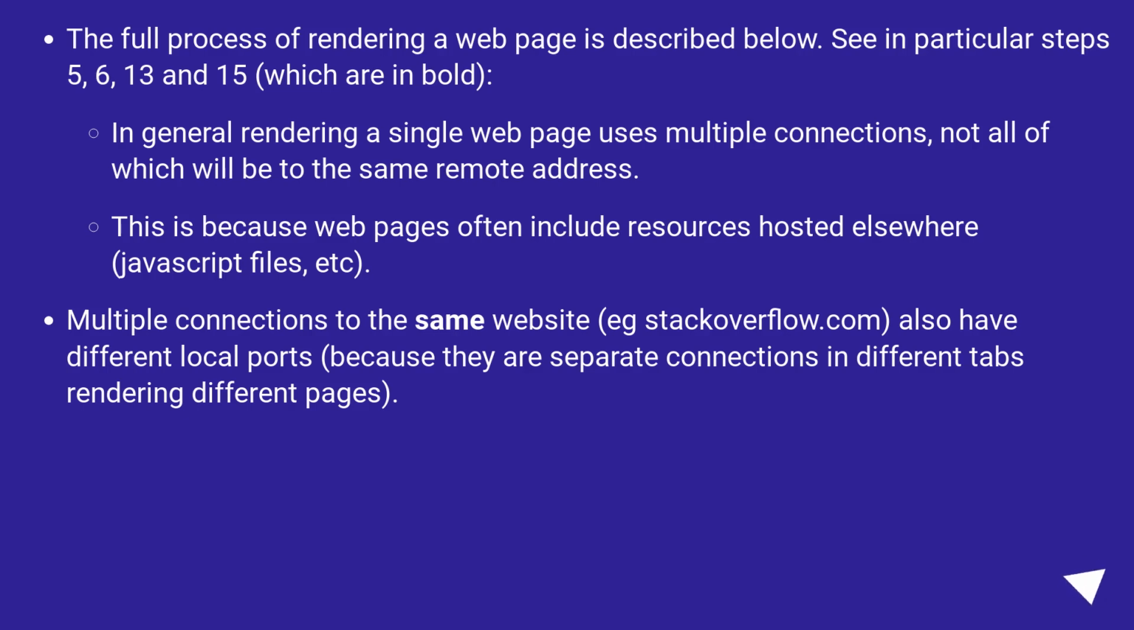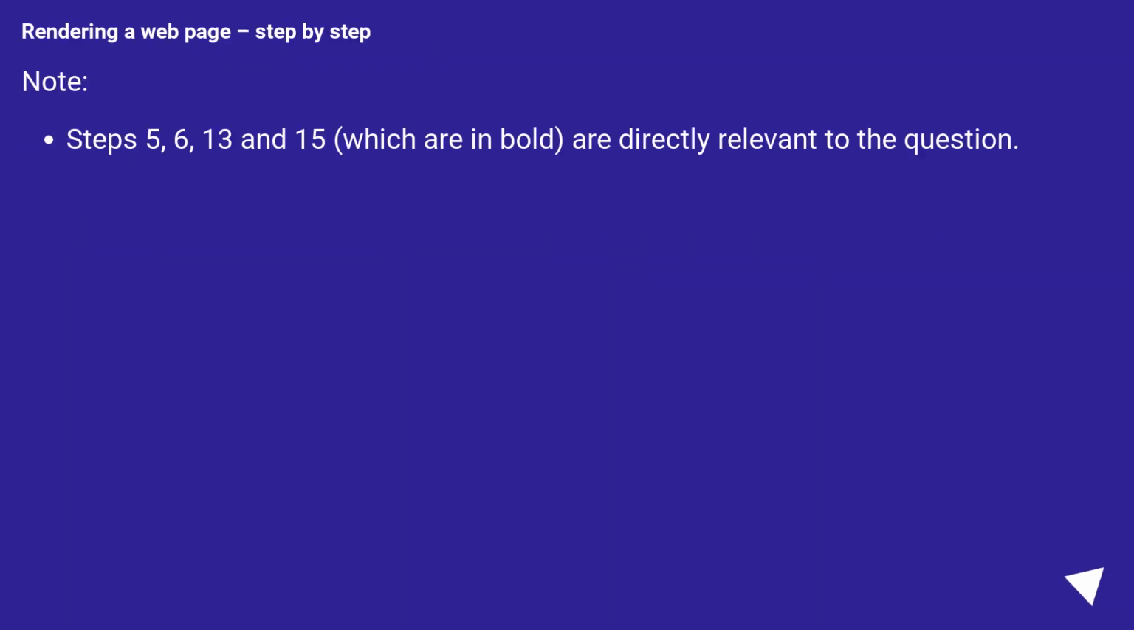Multiple connections to the same website, e.g. stackoverflow.com, also have different local ports, because they are separate connections in different tabs rendering different pages. Rendering a web page, step by step. Note: steps 5, 6, 13 and 15, which are in bold, are directly relevant to the question.